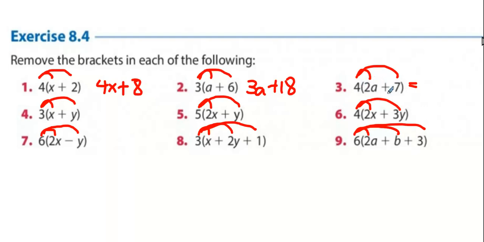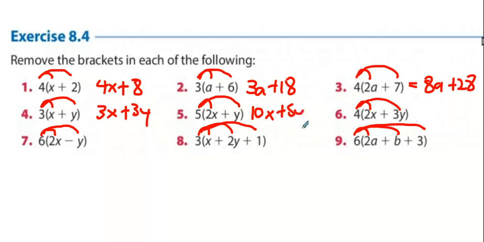4 times 2a. And then 4 times 7. 28. And you already gave me the answer for question 4. What you say was 3 times x. And then 3 times y. You have to multiply the 3 by both of them. 3y. Then m. What's 5 times 2x? And 5 times y? 5y. Okay. 4 times 2x? 4 times 3y?